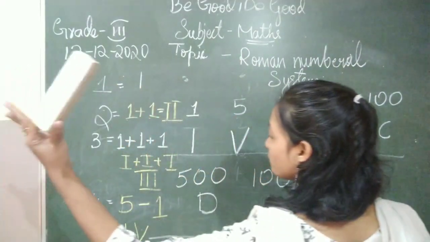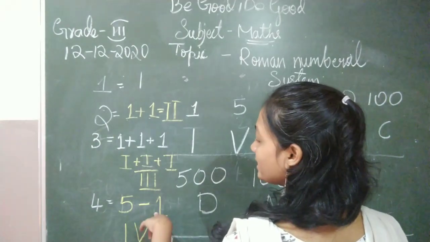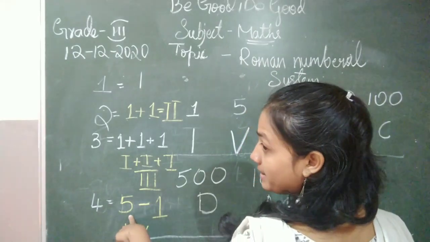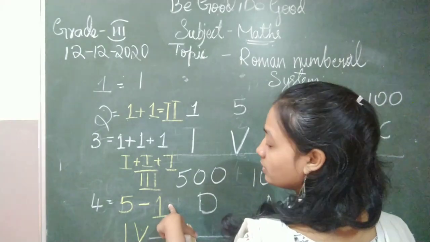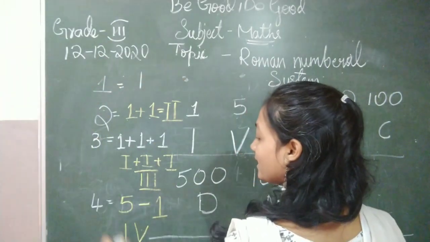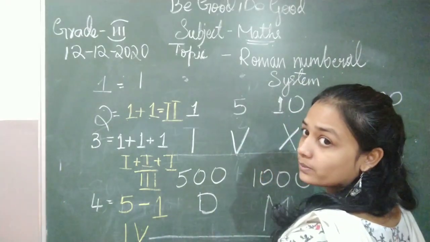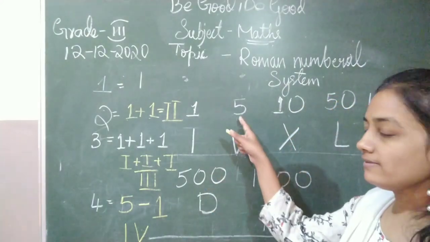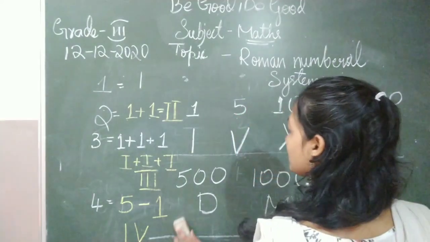So whenever I am subtracting a number, I should always write that symbol to the left side of the main number. This is the main number, right? I am subtracting 1 from that. So for subtracting, I should always write to my left side. So I write the symbol 1 here. This will be 4. And you already know what is 5. 5 is V. Now, let's go for the next number, 6.